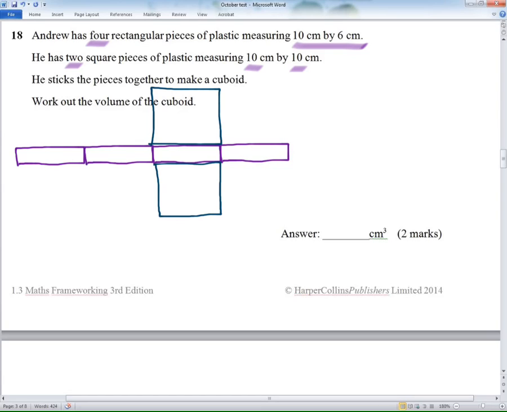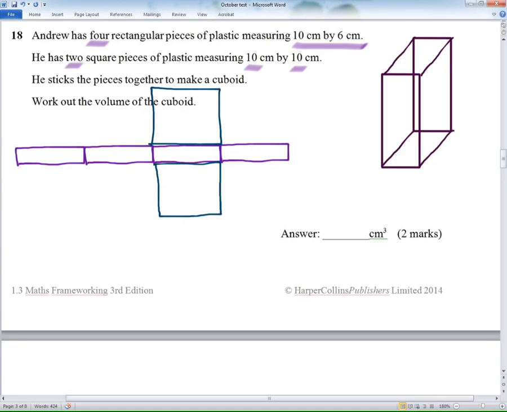Now what they did is they imagined folding this up to make a cuboid. When you make a cuboid like this, you're going to have a shape that looks like this. Okay? So let's label the lengths of this cuboid. We have the 6 centimeter width, the 10 centimeter depth, and the 10 centimeter height. Now the question says work out the volume of the cuboid. So many people just misread this question and tried to work out a surface area. Some people had no idea what they were doing, but it wasn't working out the volume of a cuboid.